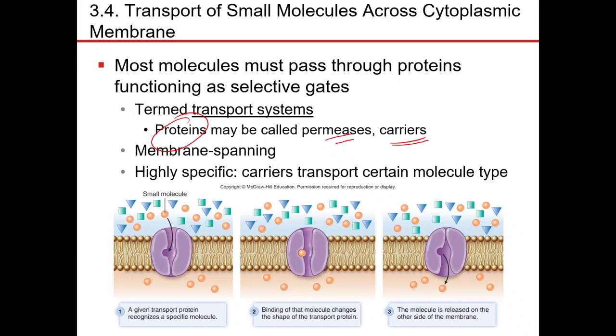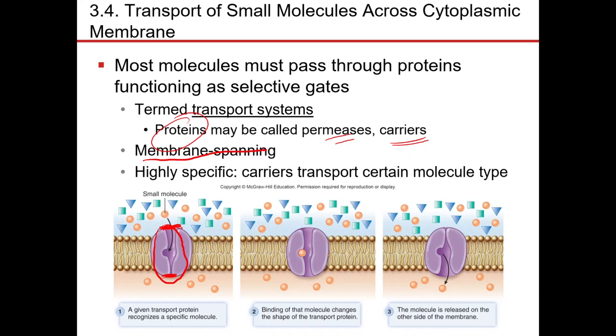They allow these molecules to go into the plasma membrane, and they are what we call membrane spanning, which means they are present across the membrane, right? The entire protein molecule is present across the plasma cell membrane. So one region of the channel is facing the outside, and the other region is facing the inside, right?